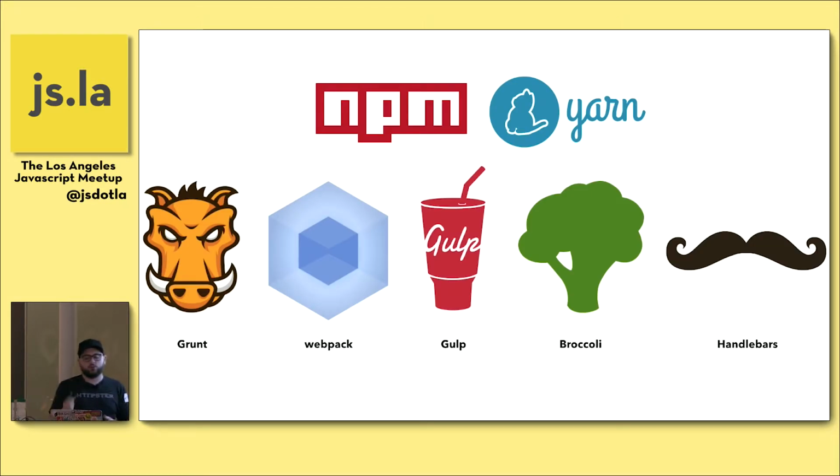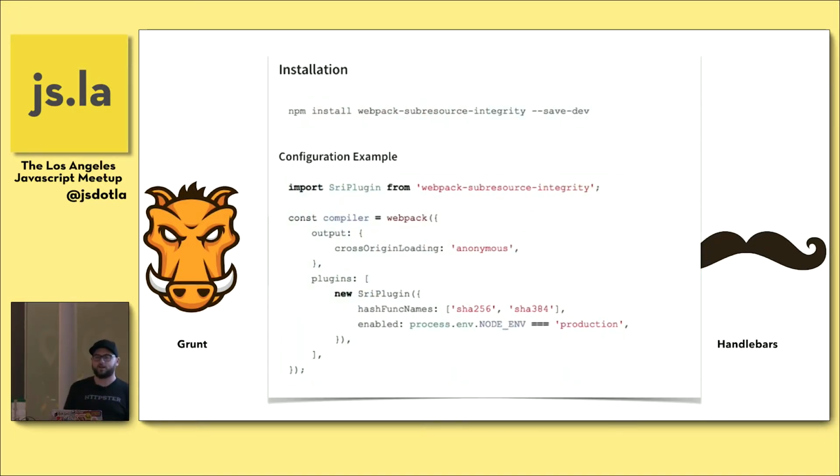If you use NPM or Yarn and you want to put SRI in your build process, Grunt, Webpack, Gulp, Broccoli, Handlebars all have plugins. It's probably safe to assume that most of us here use Webpack, so the Webpack Subresource Integrity plugin is easy to configure. It has great docs. It's up to date. It has support for code splitting, and it's compatible with Webpack versions 1, 2, and 3.